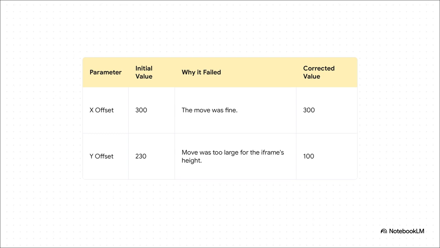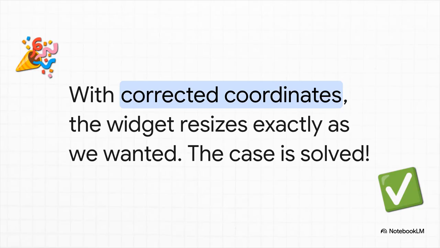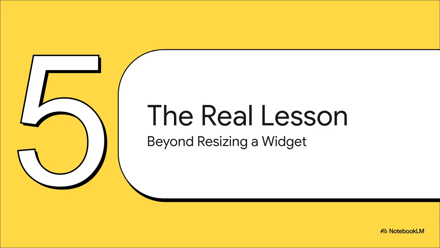So the fix was to just reduce that Y offset to 100, giving it a target it could actually reach. And with that one little change to the coordinates, we run the script a final time. It finds the frame, switches focus, grabs the handle, and success! The widget resizes exactly like we wanted. We solved the case. So we resized a box. Big deal, right? But this whole journey was about so much more than just one widget.